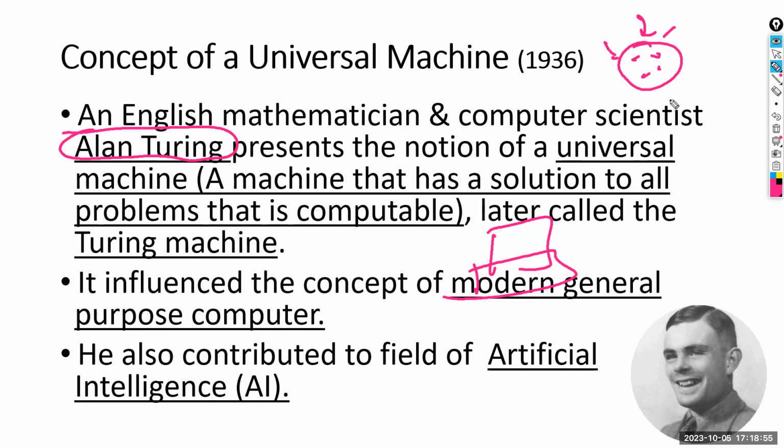So then he came up with the idea, why can't we build one machine which is capable of whatever is computable? A machine that has a solution to all problems that are computable. Computable means we can put it into quantities, numbers. If you can put it into numbers, that computer must be able to do that processing. And right now, that is what our computers are doing.